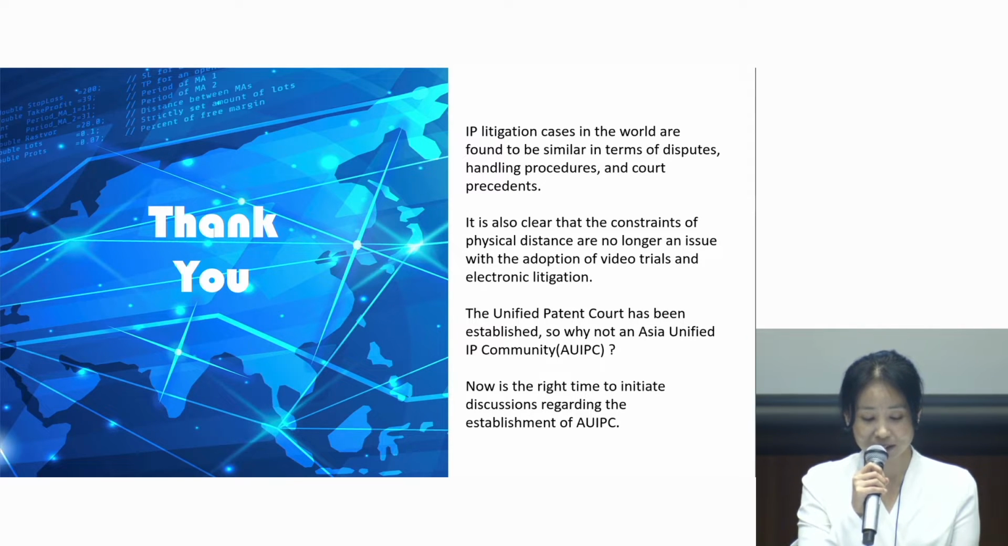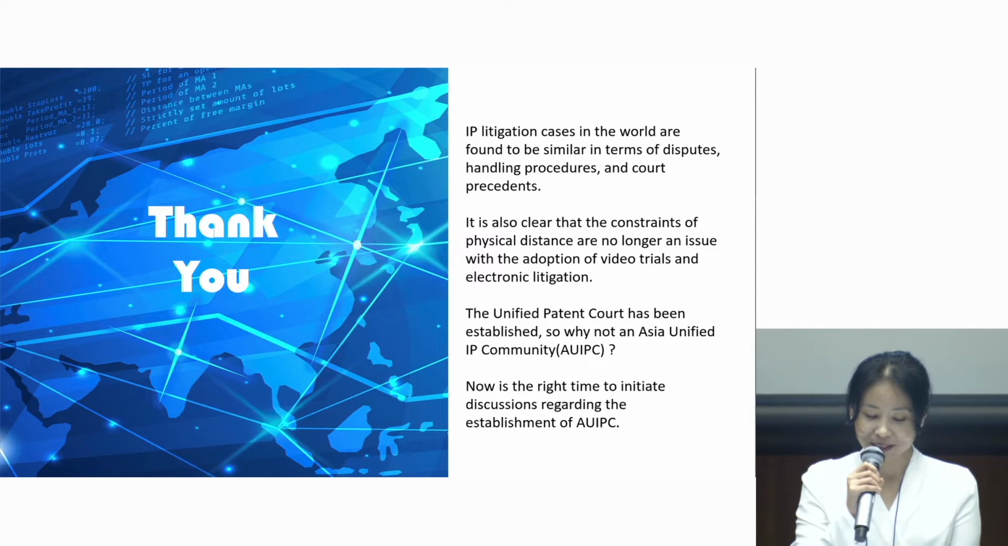It is also clear that the constraints of physical distance are no longer an issue with the adoption of these technologies. As you know, the European Unified Patent Code has been established. So why not an Asian Unified IP Community, or AU-IPC?